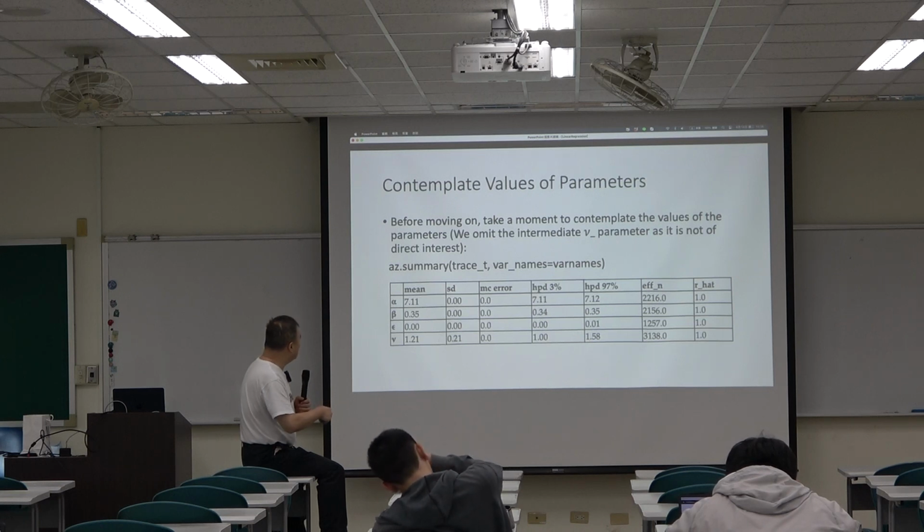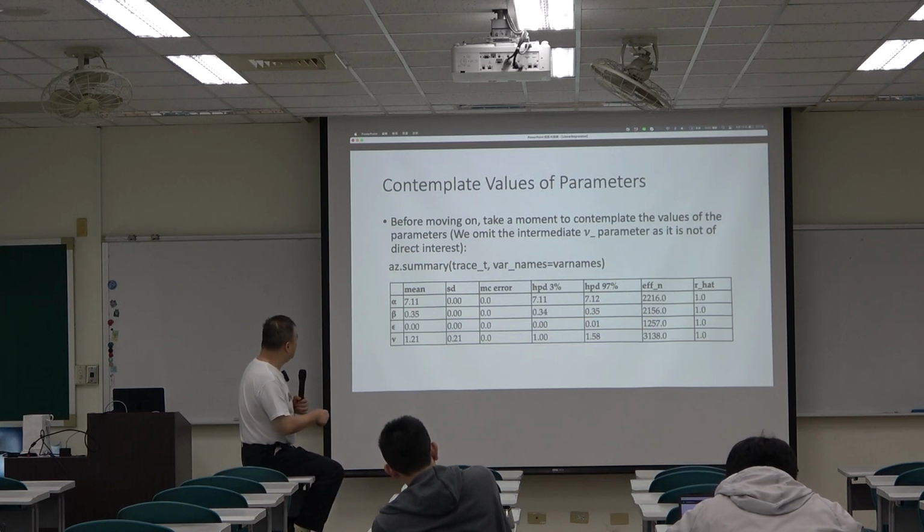If you look at the alpha, beta, epsilon, v. Something you may feel a little bit strange is that you see standard deviation is 0. Actually they are not 0. It just means it's so small, because when we print it out, we only output the first few digits. So the standard deviation is really small.